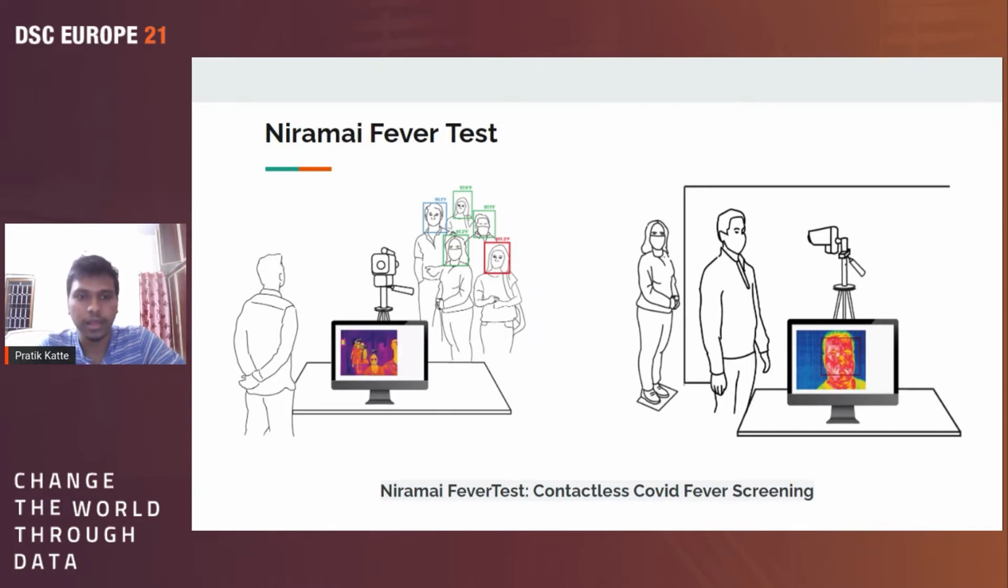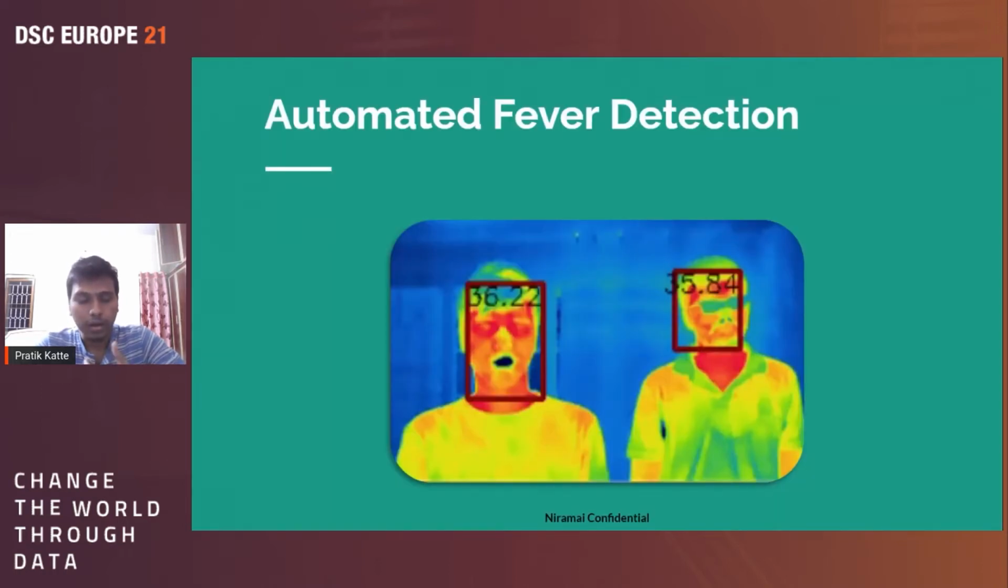The main primary feature of the Niramai fever test product is automated fever detection, where the person coming into the campus can be screened, the face can be detected, and the temperature can be measured, and it is shown on the screen. And if the person has a temperature higher than the set threshold, for example 35.5, then the alarm is raised and the security guard and everyone can take the required protocols that are set in the campuses.